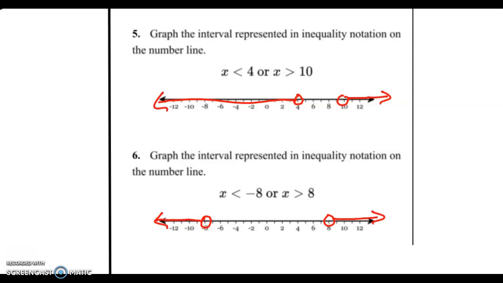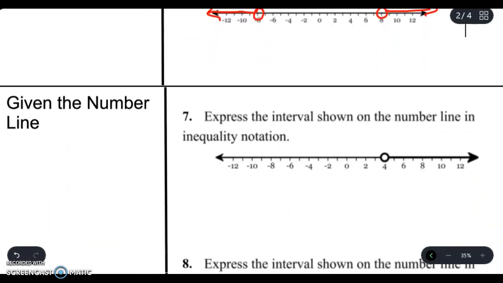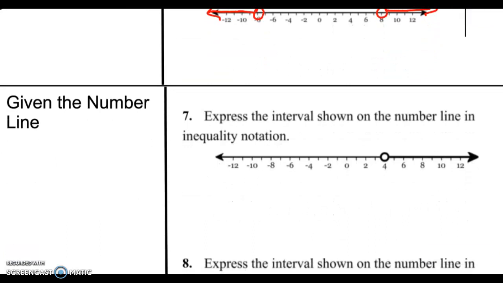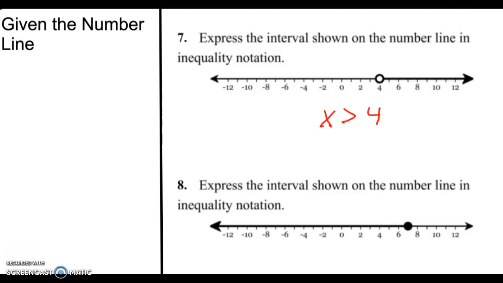Now we're about to do some where they give you the graph and you have to write the inequality. So let's take a look at some of those. This is giving the number line and we have to write the inequality. Here are the one-sided ones. This one's 4, and we want to say x is, since we're going to the right, greater than 4. And we're not going to put it equal to because it's an open circle.